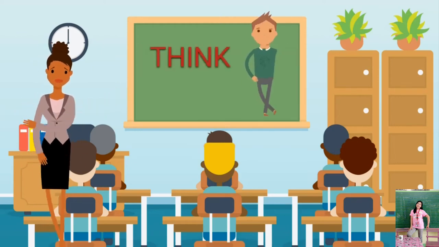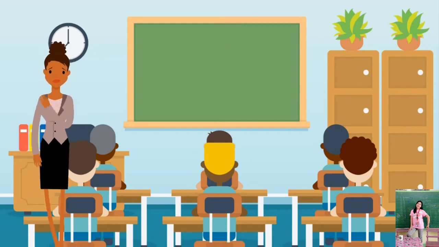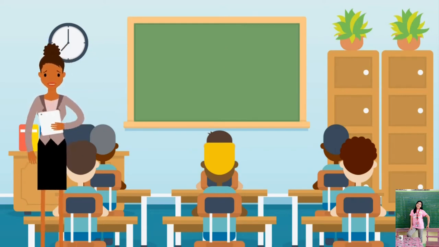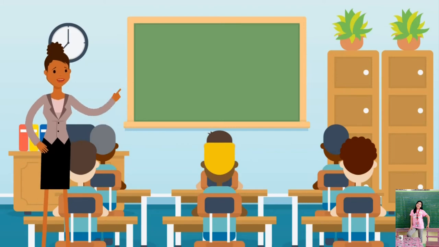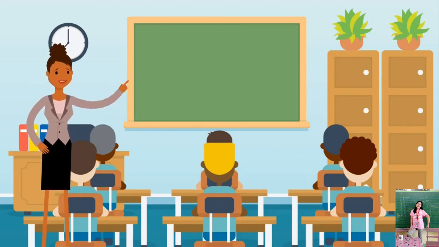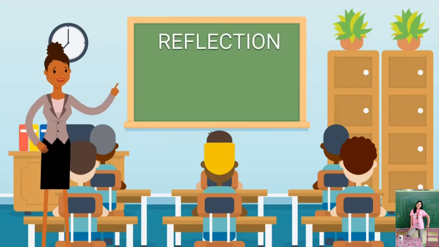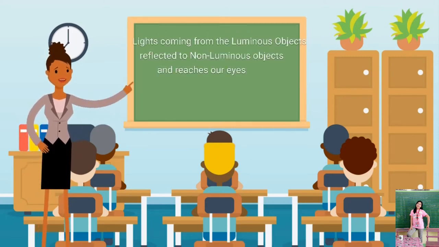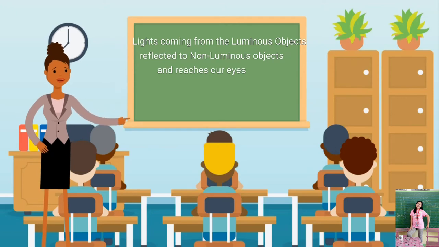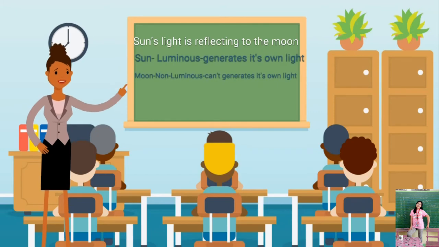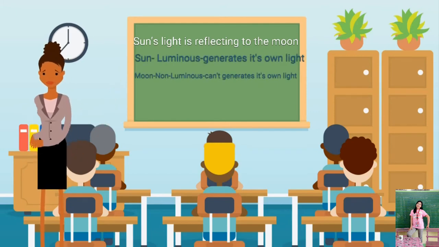Think about this. If non-luminous objects cannot generate their own light, how come we are still able to see them? How come we can still see the light of the moon at night if it cannot generate its own light? We are still able to see non-luminous objects through reflection. Light coming from luminous objects is reflected to non-luminous objects, and it reaches our eyes. We can see the light of the moon at night because the sun's light is reflecting off it.